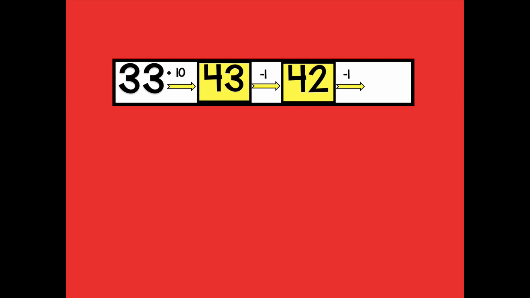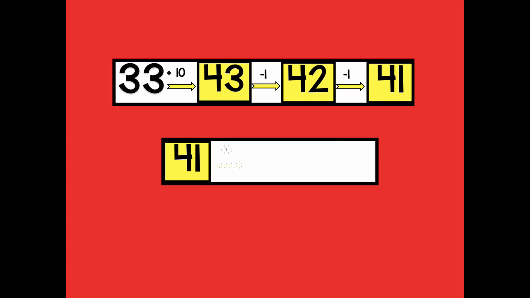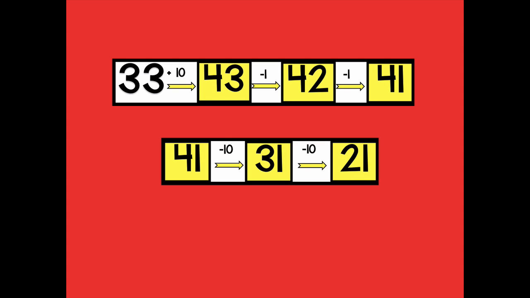Okay, so here we go. So the first one is 33 plus 10. What number comes next? 43. Awesome. All right, the next rule is -1. So you're doing 43 minus 1, which is 42. Awesome. Next rule is -1 again. Yeah, 41. Super. All right, so let's stay with 41, and your new rule is -10. 31. Awesome. All right, -10 again is the next rule. 21. You got it.